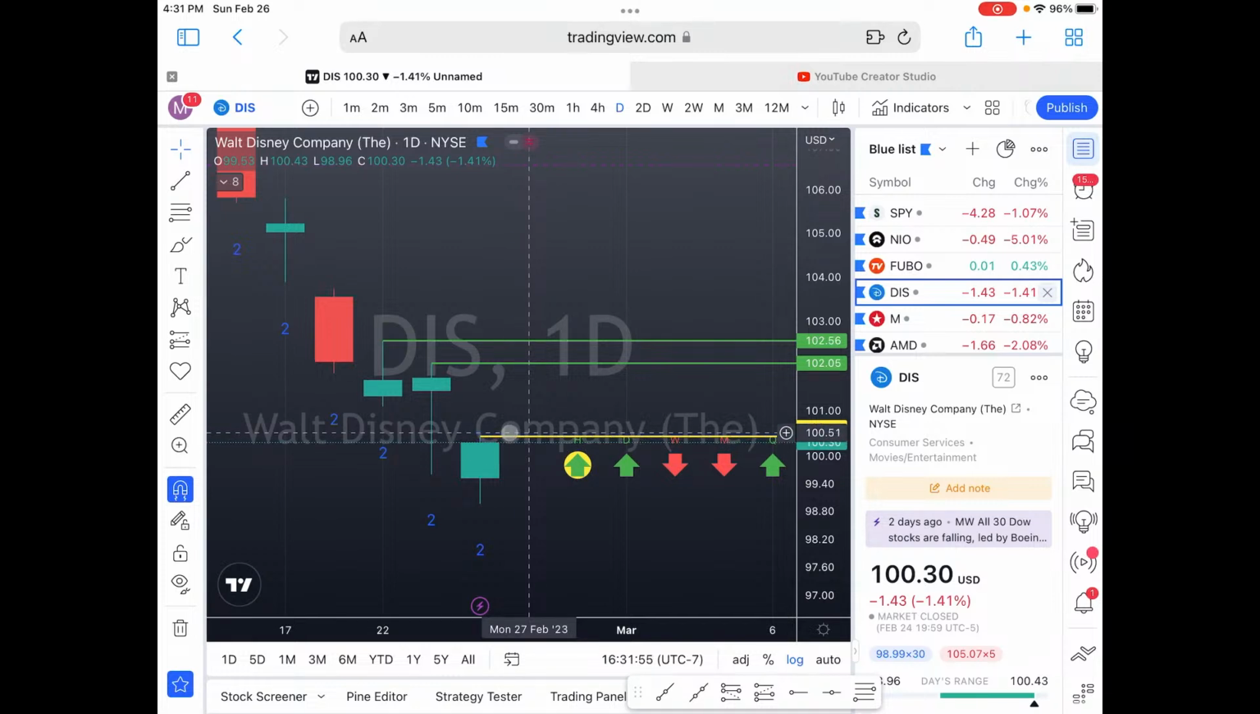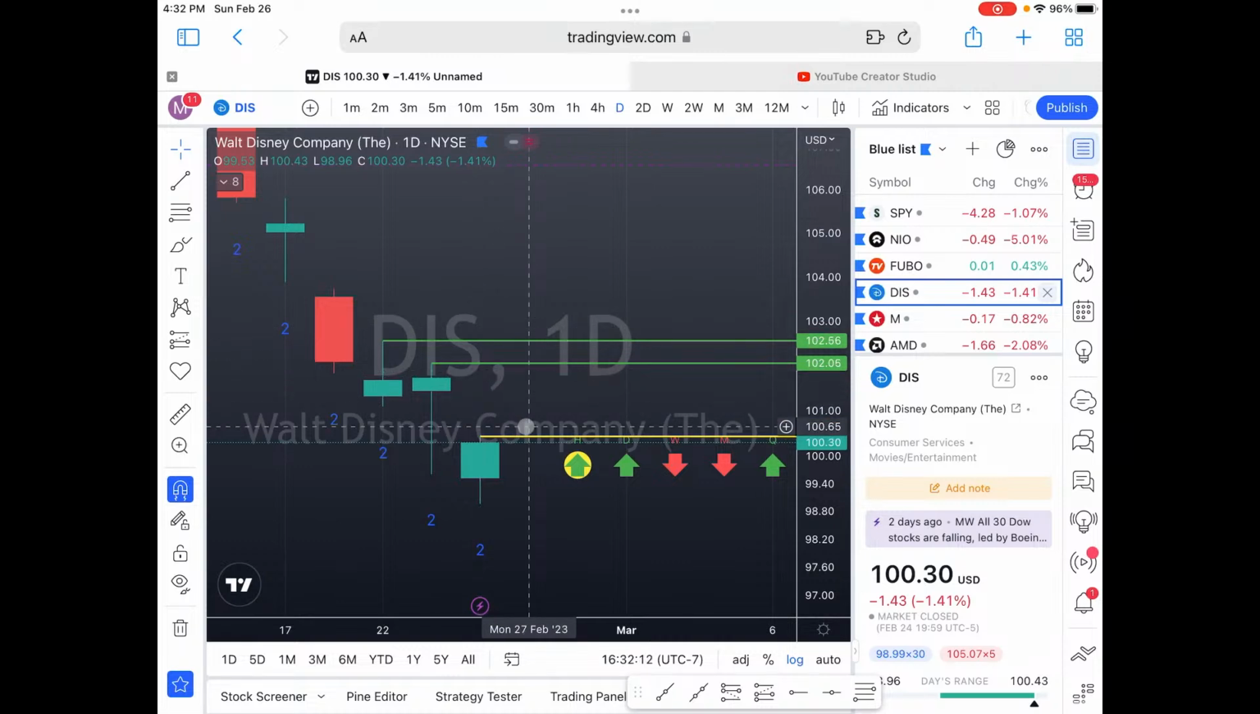$100.43 is our trigger. If I'm looking for strike prices for this, I don't think they would have a $100.50 strike, but I'd be looking at a 101 or a 102. That's what I would take, and I would take a Friday expiry, okay? And then first target is 102.05.